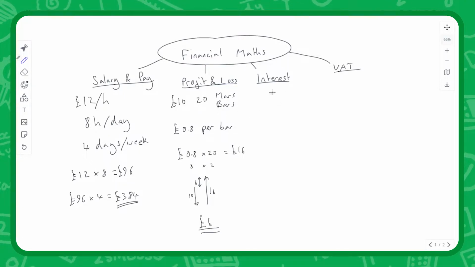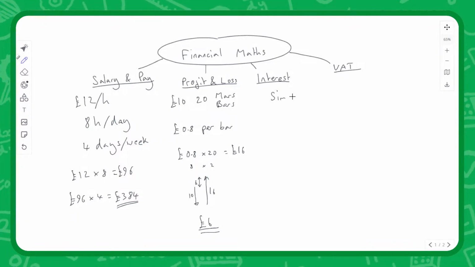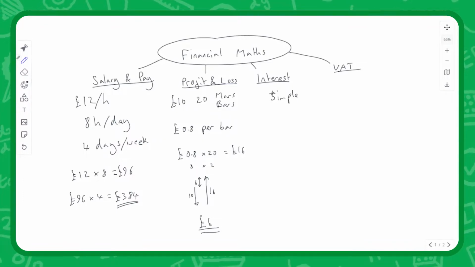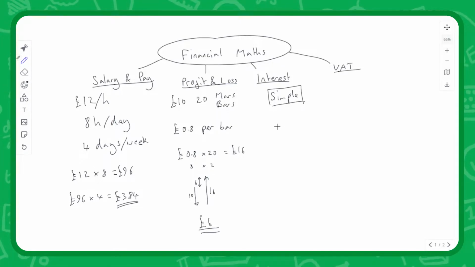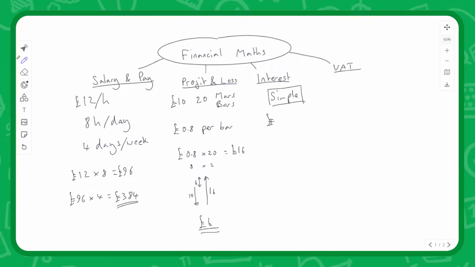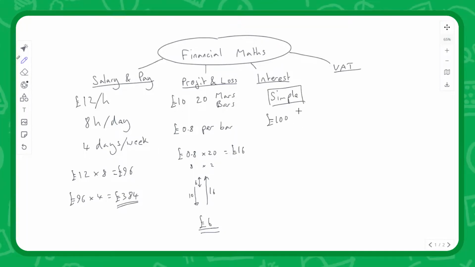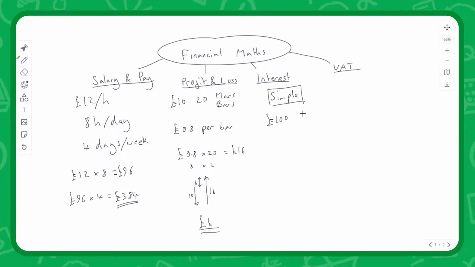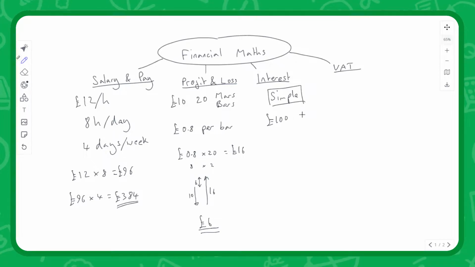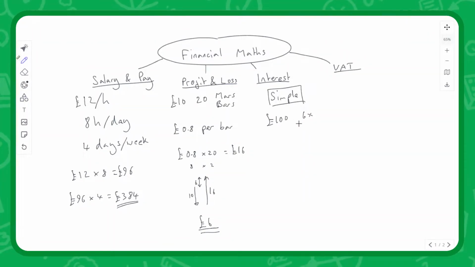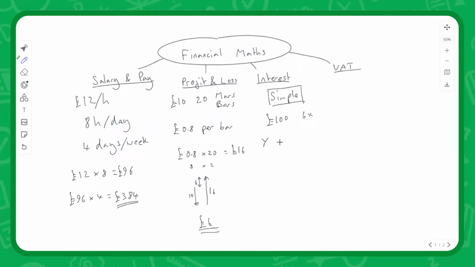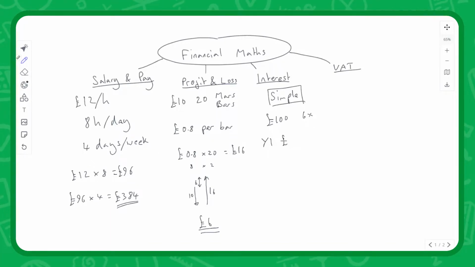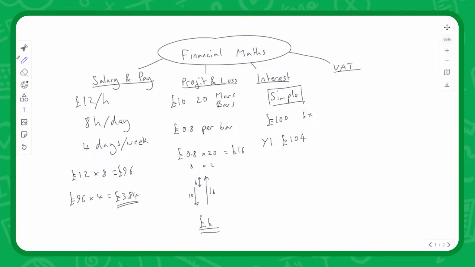Interest rates. There are 2 types of interest rates. We'll look at the nice one first, simple interest rates. As the name suggests, this is very simple to calculate. Let's say we put £100 into a bank, and the bank gives us 6% interest per year. Simple interest. But after year 1, after the first year, we're going to have £106.